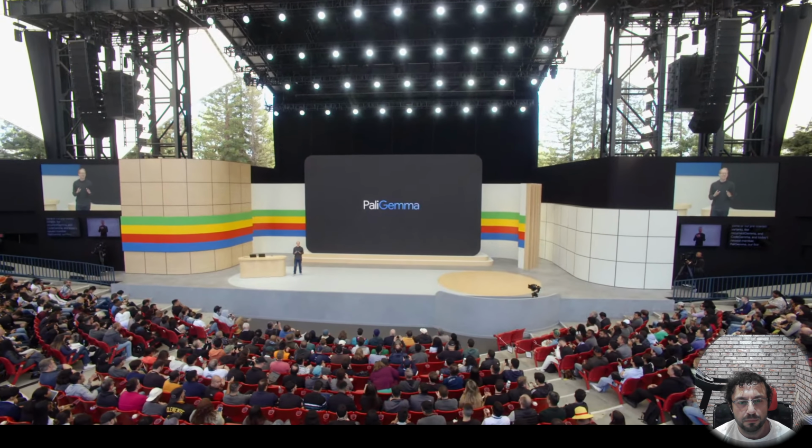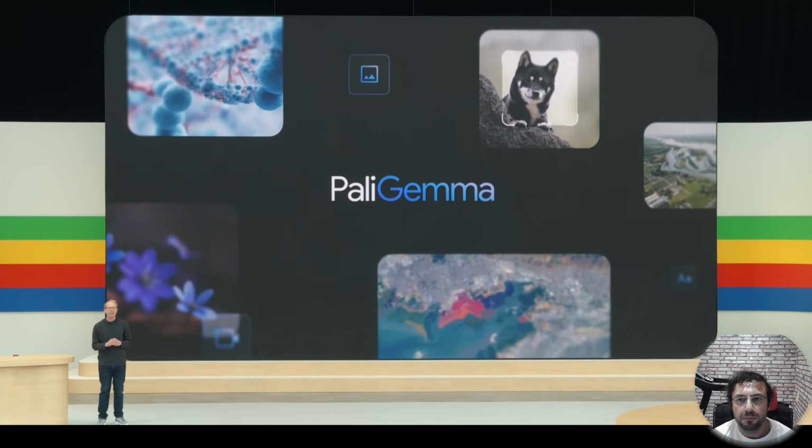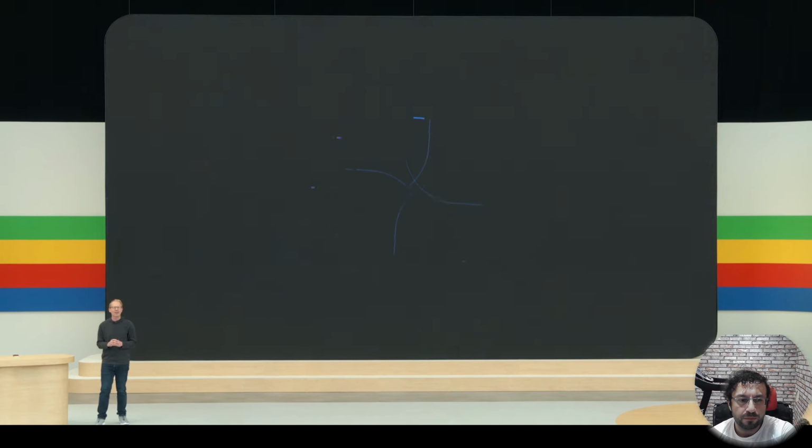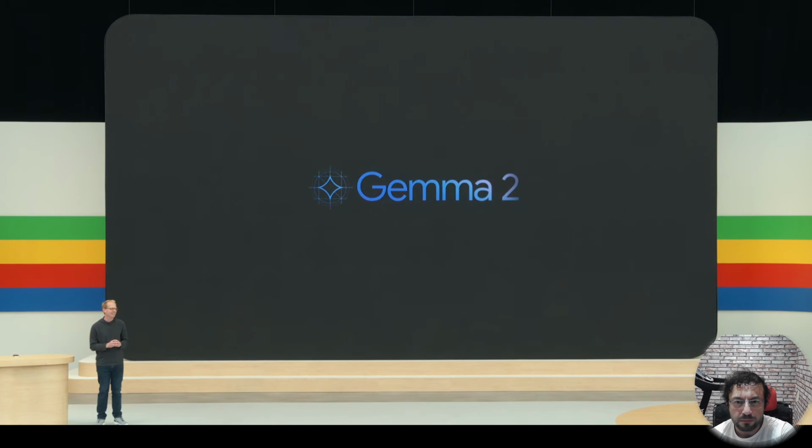It's optimized for a range of image captioning, visual Q&A, and other image labeling tasks, so go give it a try. I'm also excited to announce that we have Gemma 2 coming. It's the next generation of Gemma, and it will be available in June.